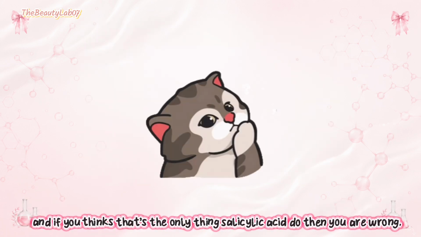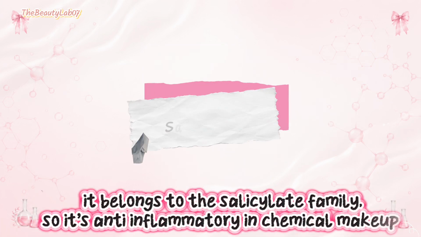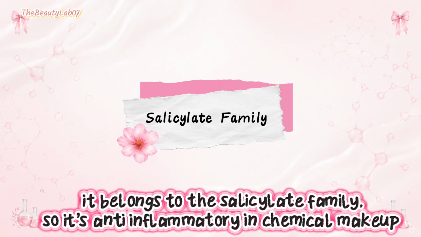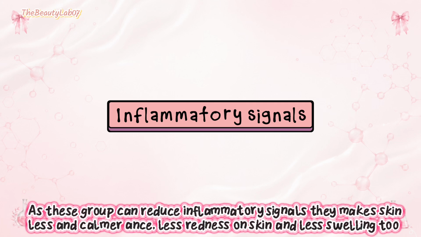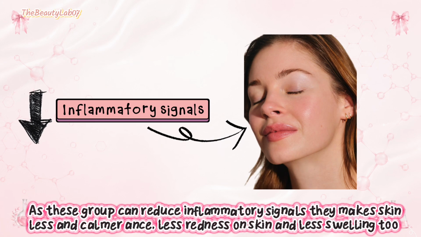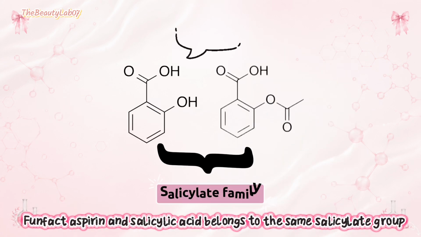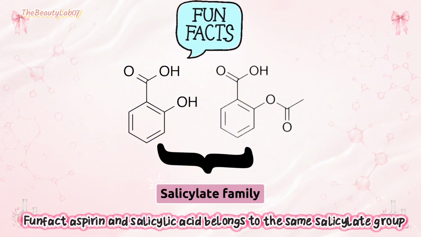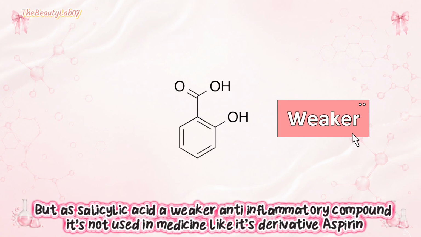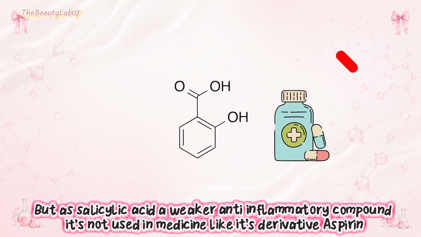And if you think that's the only thing salicylic acid does, then you are wrong. It belongs to the salicylate family, so it's anti-inflammatory in its chemical makeup. As these groups can reduce inflammatory signals, they make skin calmer, with less redness and less swelling too. Fun fact: aspirin and salicylic acid belong to the same salicylate group. But as salicylic acid is a weaker anti-inflammatory compound, it's not used in medicine like its derivative aspirin.